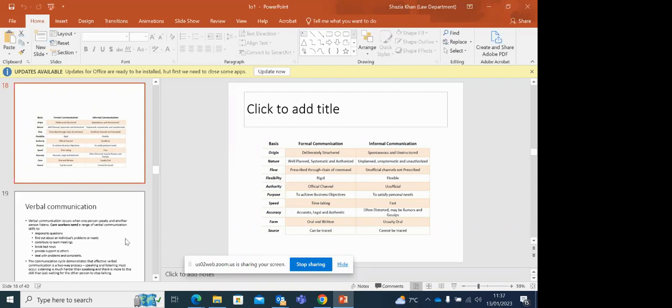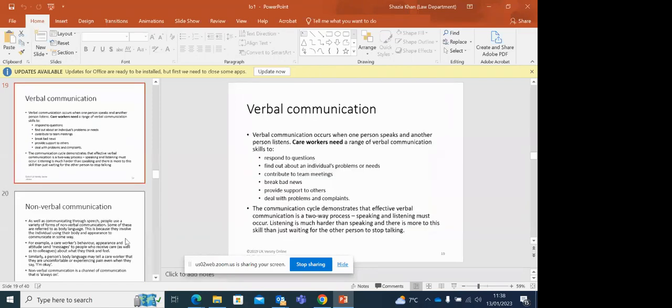So it's unstructured, unplanned, unsystematic, and unauthorized. Unofficial channels, not prescribed. It's flexible and unofficial, to satisfy personal needs. Like we said, talking to a family member who's going through quite a lot. It's fast and often distorted, so maybe rumors and gossip. And it's usually oral communication and cannot be traced. So we've got verbal communication, and that occurs when one person speaks and another person listens.